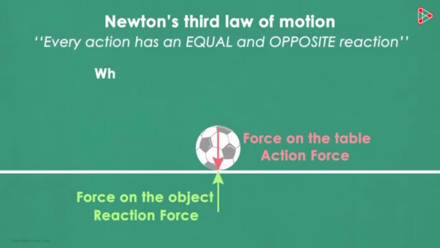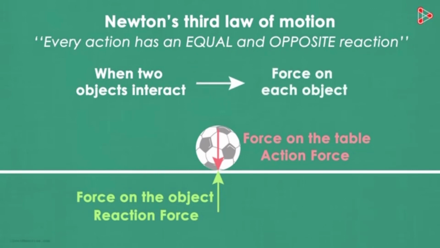It means that when two objects interact, there is a force on each object. The magnitude of force on the first object equals the magnitude of force on the second one. And what about the direction? The direction of force on the first object is opposite to the direction of force on the second one.